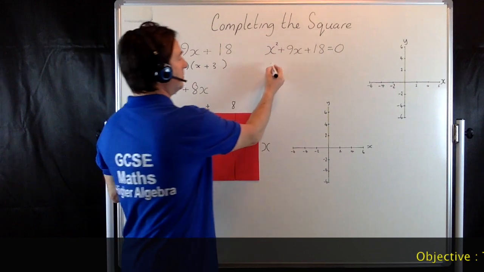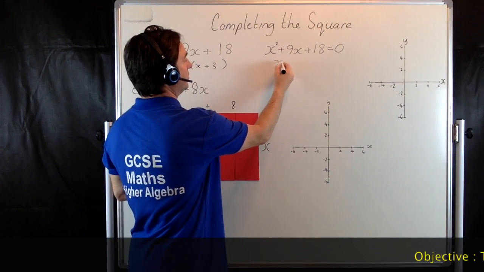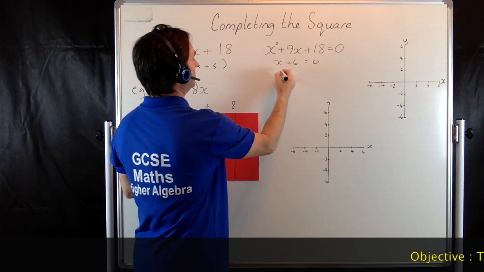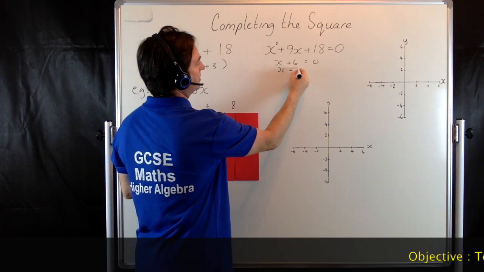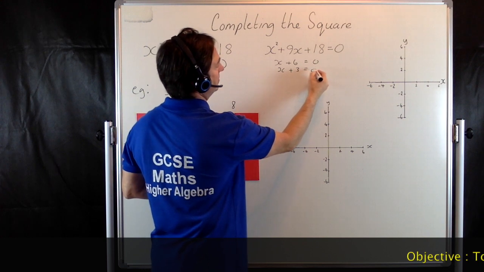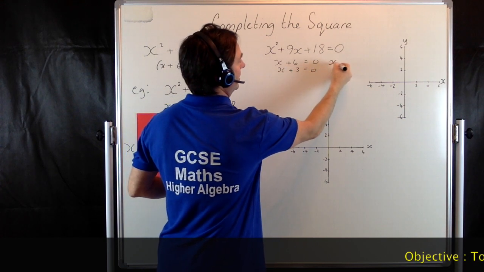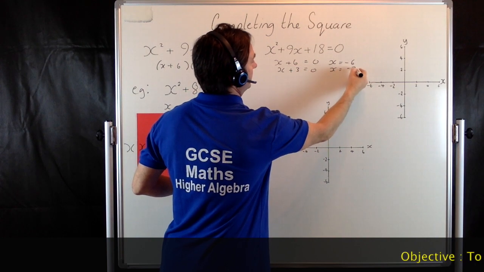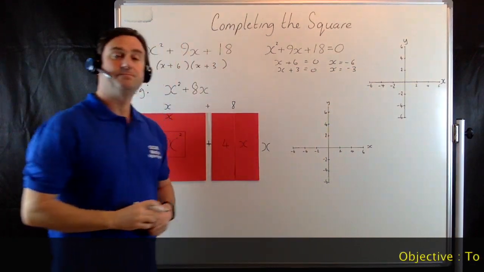And we could say, well, we factorise it first of all. So we're going to end up with x plus 6 equal to 0, and also x plus 3 equal to 0. So our two answers are going to be x equals negative 6 and x equals negative 3.